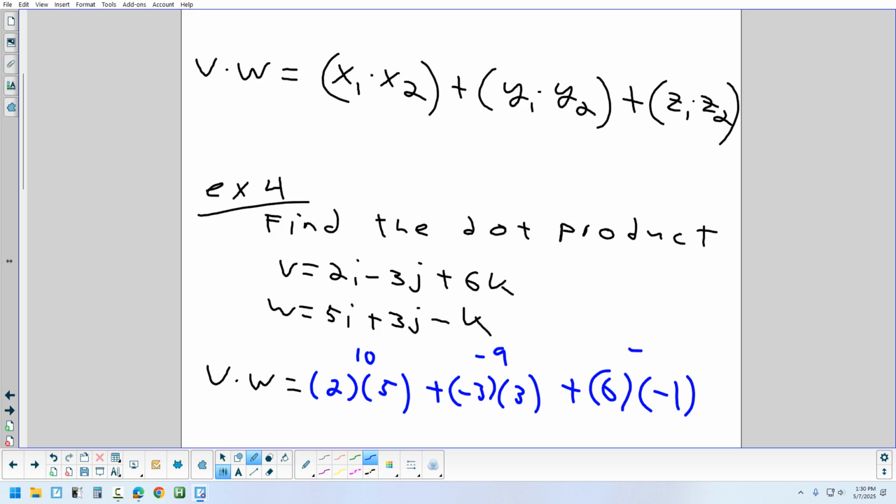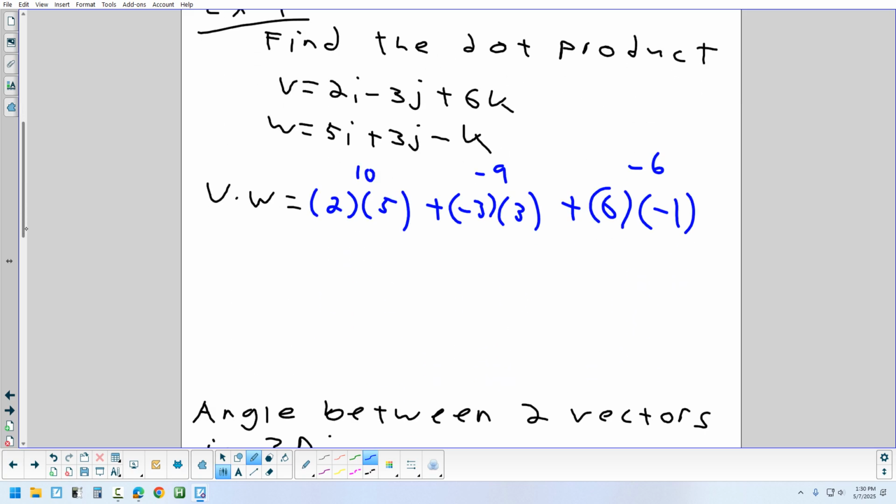Negative 6. Okay. Are you going to throw some crazy numbers into these that we have to do on the test? Like some crazy square. Well, you could use a calculator for any numbers.